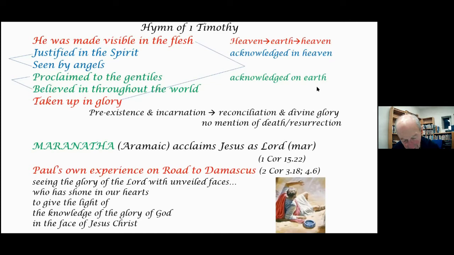How do you put a mystical experience into words? What did he mean by being snatched up into the third heaven? He doesn't find it necessary to detail whether it was a bodily presence or not, but certainly it's a real encounter, not a fleeting glance at a ghost. So, seeing the glory of the Lord with unveiled faces, who has shone in our hearts to give the light of the knowledge of the glory of Christ in the face of Jesus, the glory of God in the face of Jesus Christ.